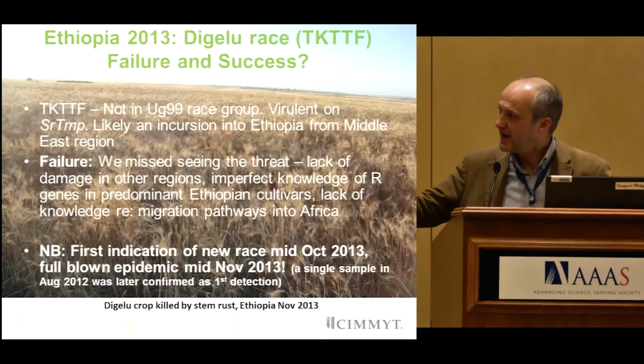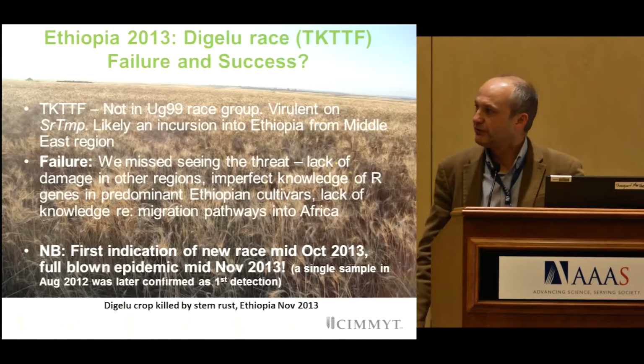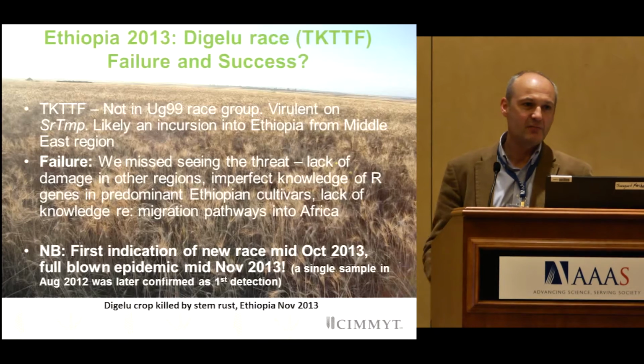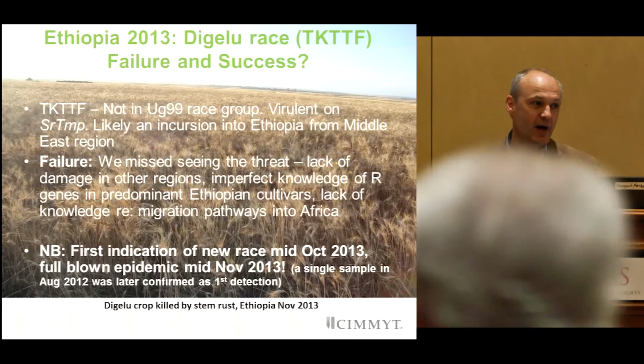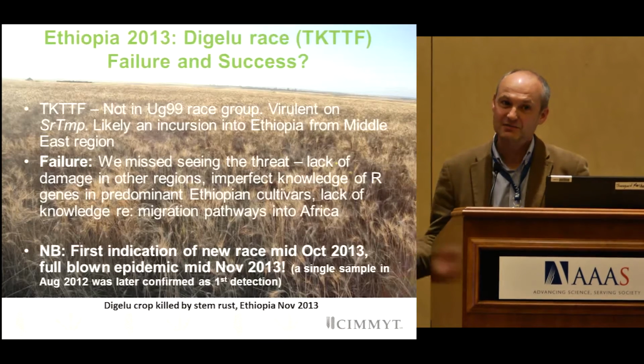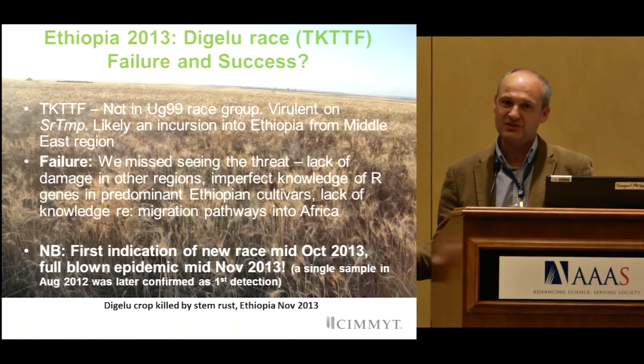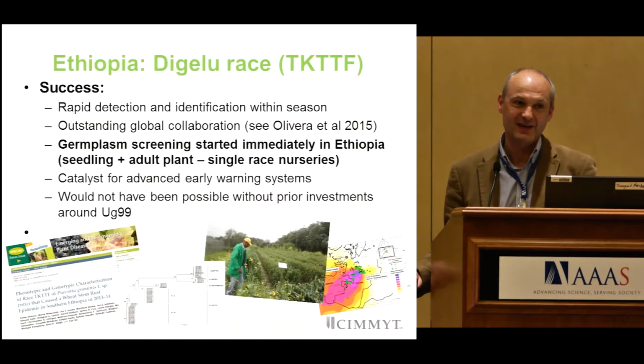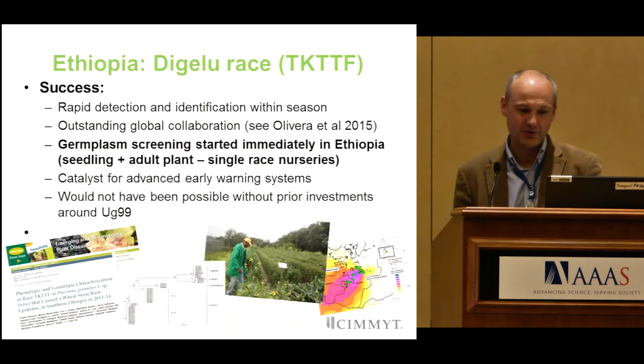But the caveat here is basically we saw the first indication in mid-October. By mid-November we had a full-blown epidemic. So basically your time to react with this is minimal. Stem rust is scary, just how fast it can destroy a wheat crop.